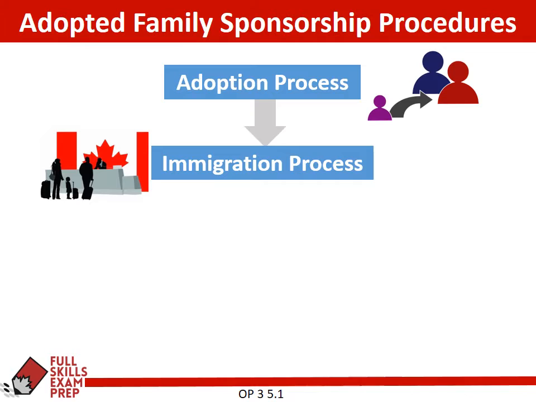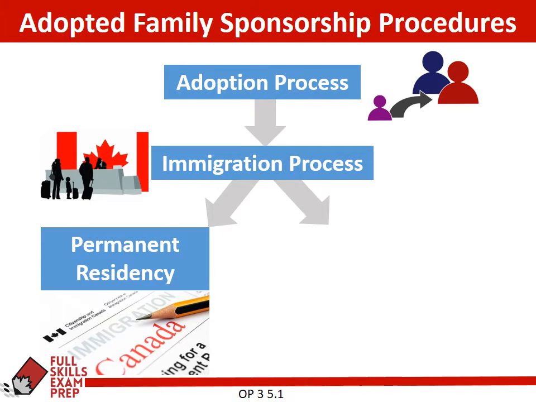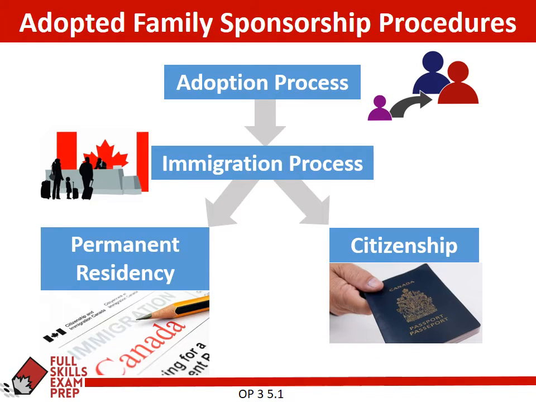The immigration process is where we need to focus as RCICs and for you, of course, as ICCRC Full Skills Exam takers. Now in the immigration process, we're going to see that there are two possible outcomes. One is permanent residency and one is citizenship right away. We'll touch on both of these just a little bit after we talk about the immigration process.